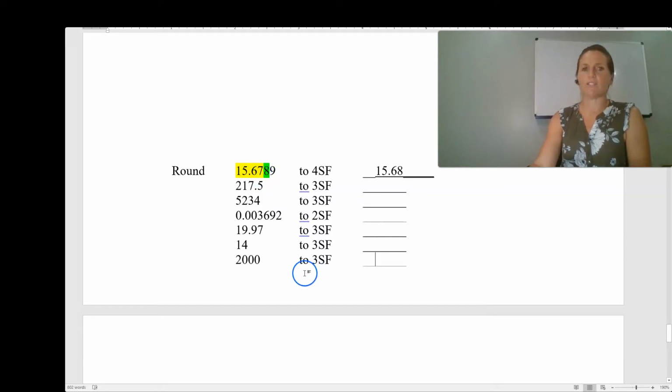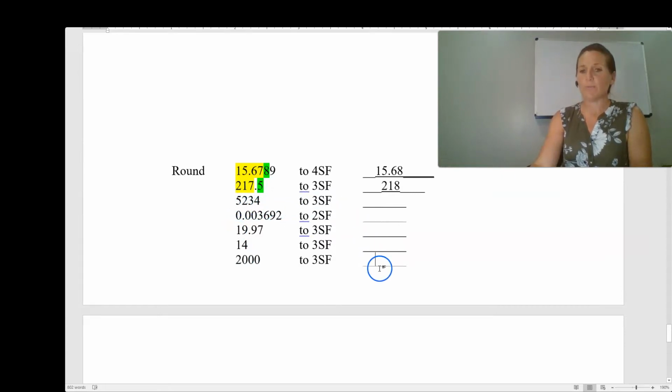Our next number is 217.5, and we want to round to three significant figures. So once again, we start by identifying three significant figures, 2, 1, and 7. Once the significant figures have been identified, we can identify the deciding decimal as the next value. In this case, that means it's a 5. 5 rounds the 7 up. Our deciding decimal is 5 or greater, so it's going to round us up. 218.